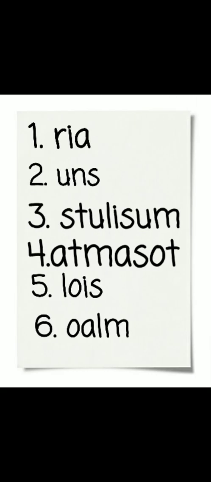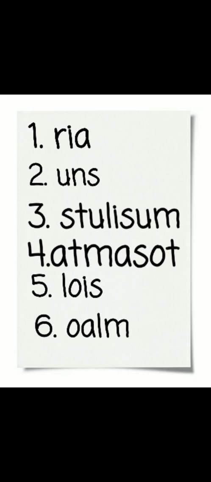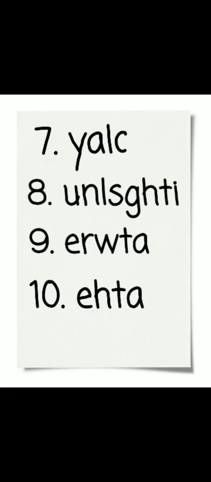Here you have to unscramble these words. For example, number one, RIA. What is it? You have to find it here. It's air. What color is air? It's red, right? So you have to unscramble the words to correct it. It should be AIR, air. Understand? And number two, you have to unscramble it. It's 1 to 10. Write it on a piece of paper or in your notebook.